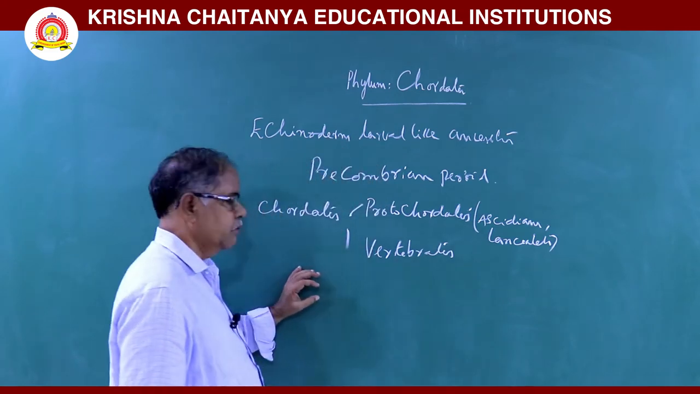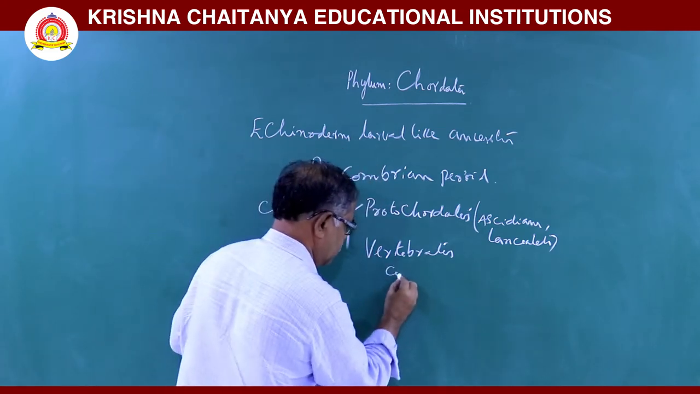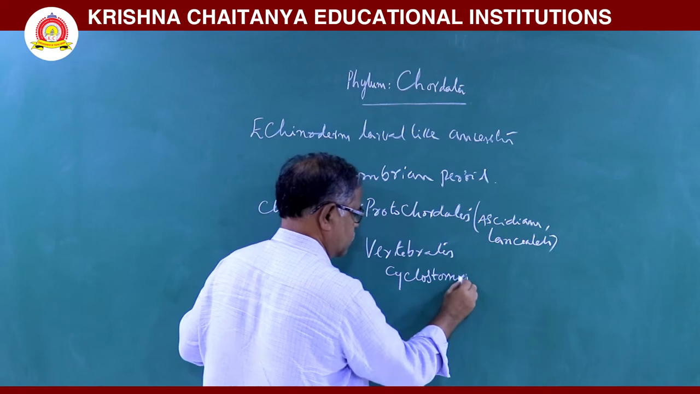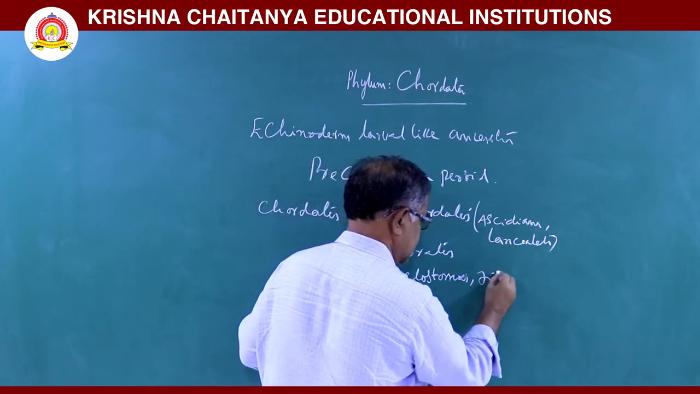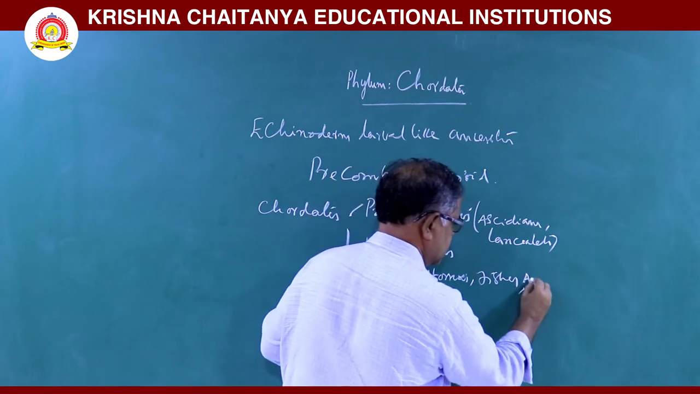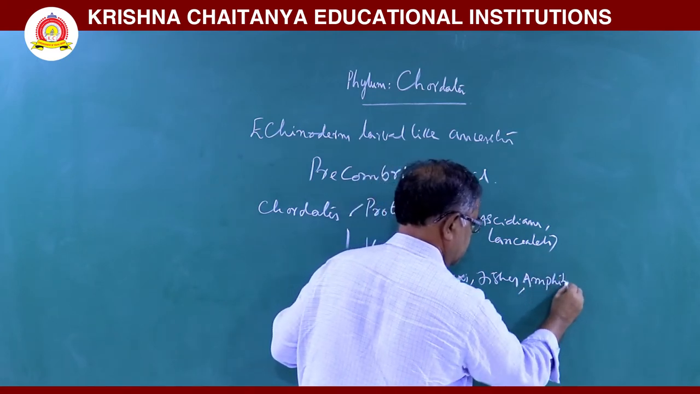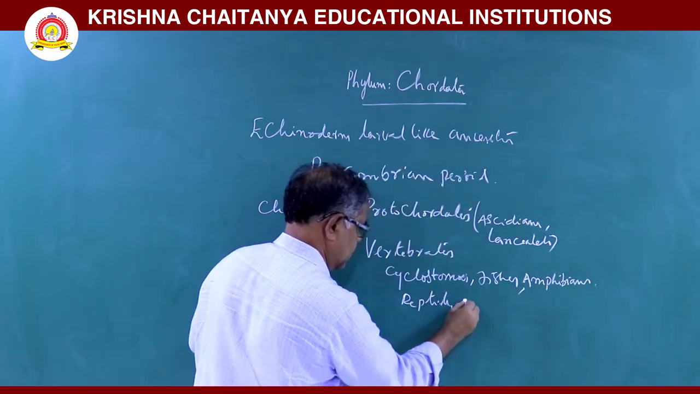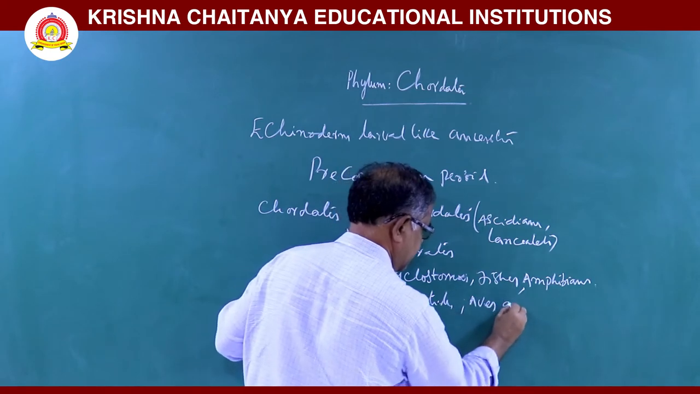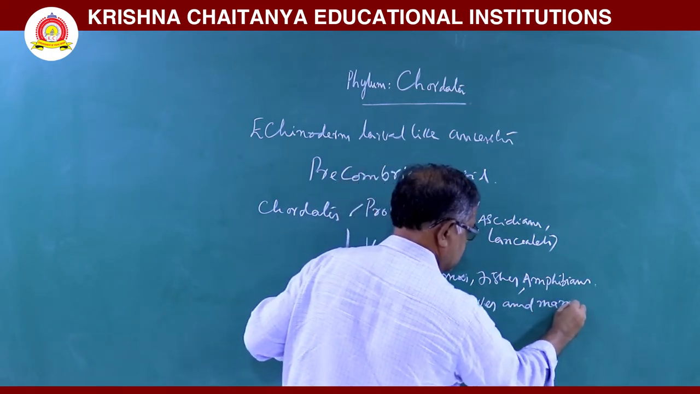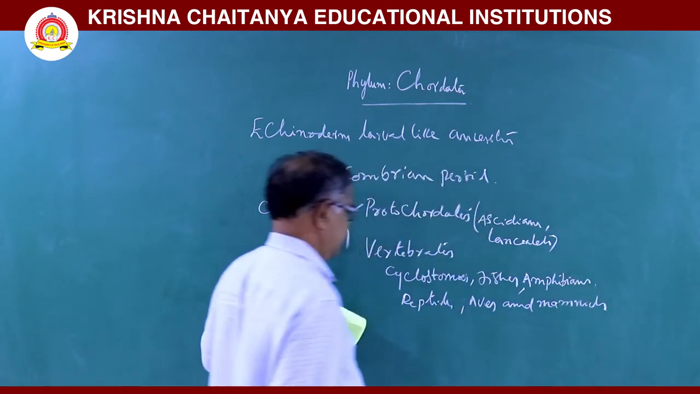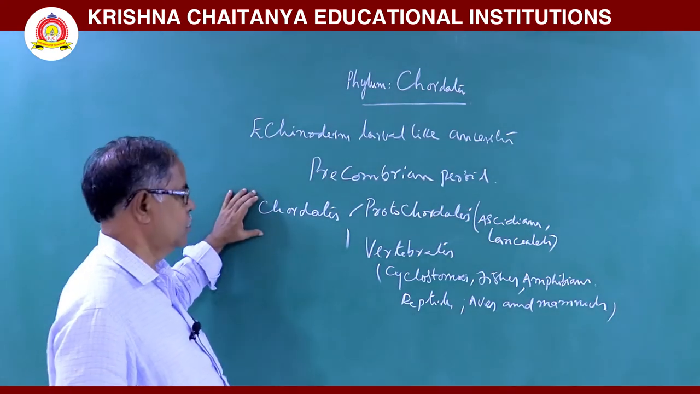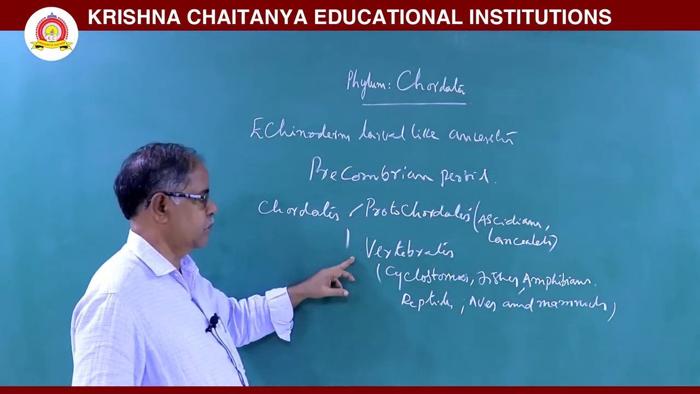Next, in vertebrates, cyclostomes, next fishes, amphibians, reptiles, aves, and mammals are included. These chordates divide into two types. One is protochordates, second is vertebrates.